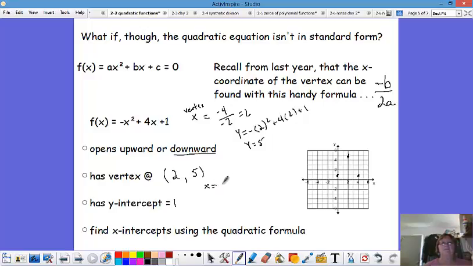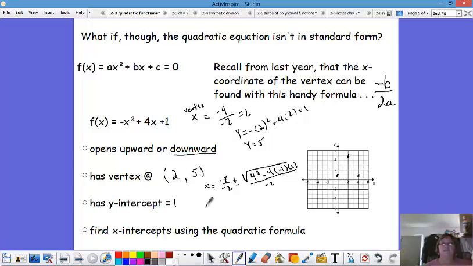X will equal the opposite of b over 2a. We've already done that part, folks. We know that that's 2, but I'll write it out just so that we don't forget. Then it's plus or minus the square root of b squared. b is 4, so 4 squared, or 16, minus 4 times a, which is negative 1, times c, which is 1. All of that over 2a, so negative 2.